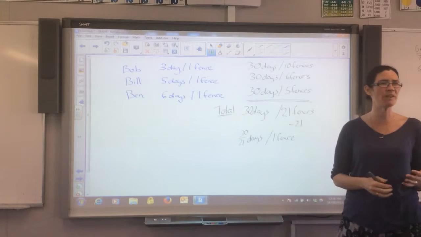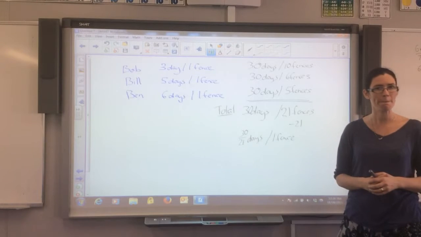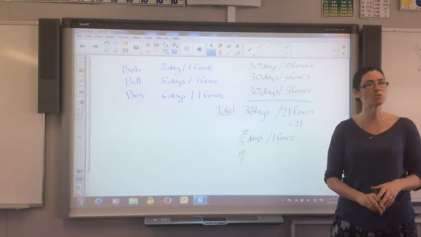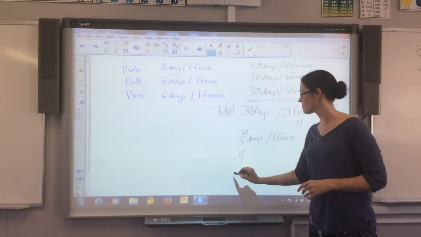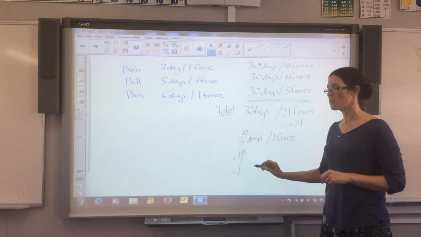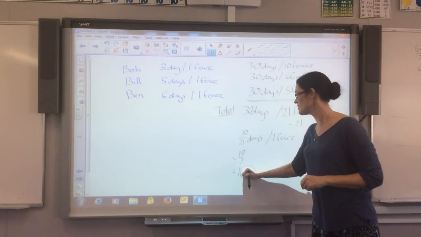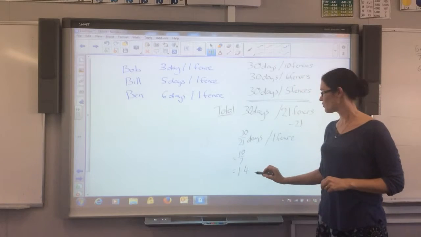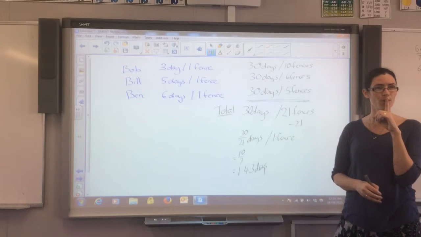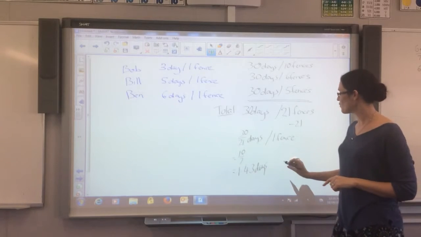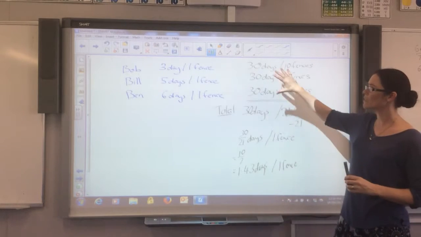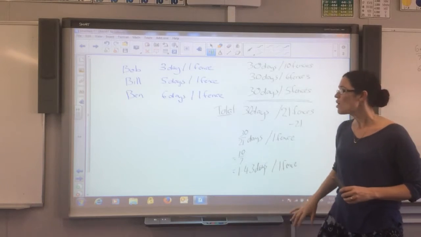Now 30 on 21 we can write a little bit nicer. It would be 10 on 7, which is 1 and 1.42857. So let's just say 2 decimal places. 1.43. Okay. Great. So it's 1.43 days for one fence. Does that make more sense about why we're doing this?